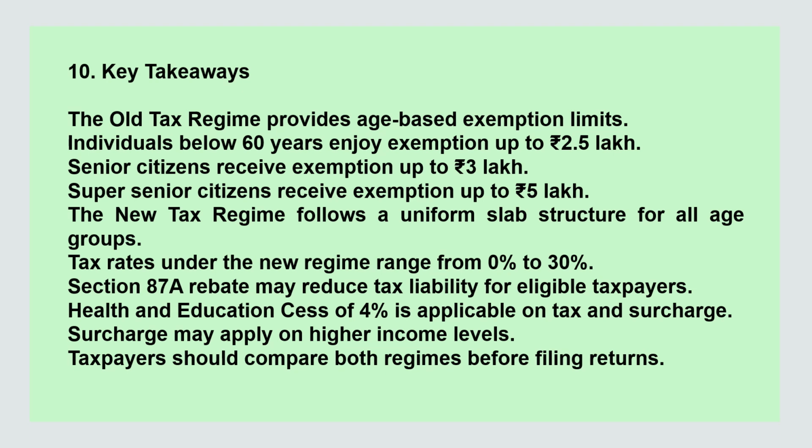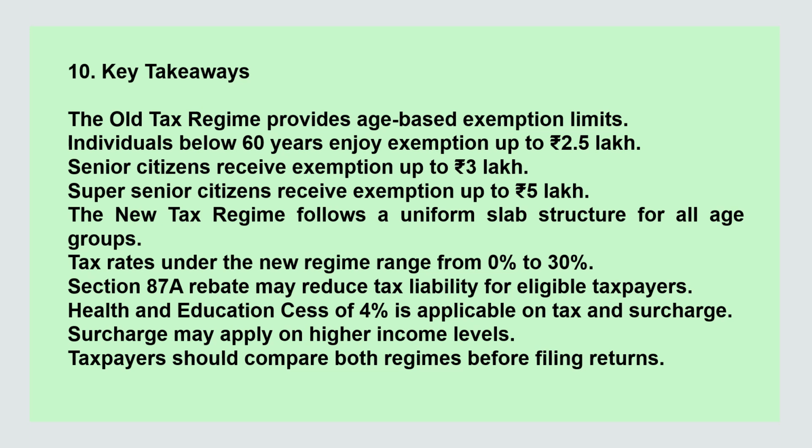10th, key takeaways. The old tax regime provides age-based exemption limits. Individuals below 60 years enjoy exemption up to rupees 2.5 lakhs. Senior citizens receive exemption up to rupees 3 lakhs. Super senior citizens receive exemption up to 5 lakhs. The new tax regime follows a uniform slab structure for all age groups.